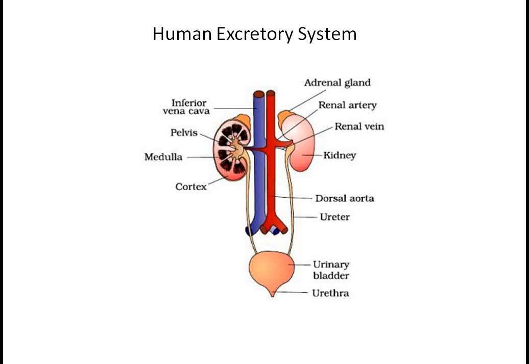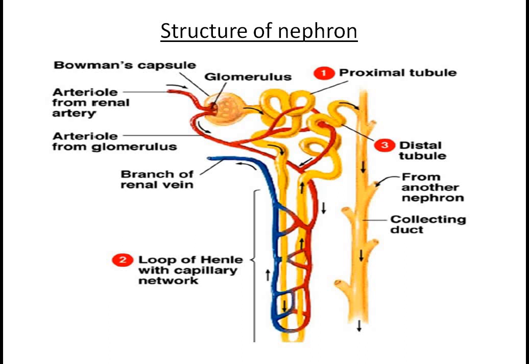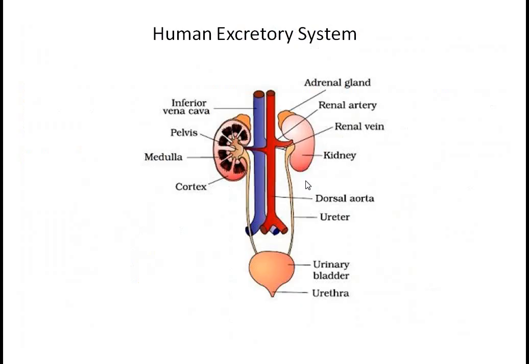Yesterday we were discussing the structure of nephron, and here is the kidney, the structure of kidney. In each kidney you can see the medulla and cortex. In this part of the kidney there are the nephrons, and there are millions of nephrons here.